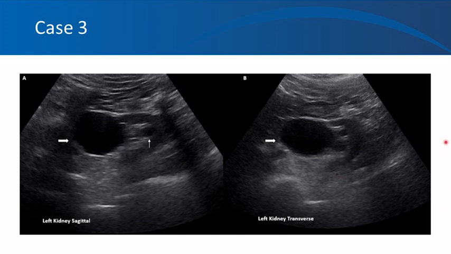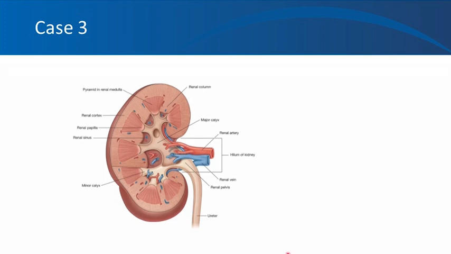It is extrarenal pelvis. So what is extrarenal pelvis? You know the normal pelvis of the kidney is here, a funnel-shaped structure, and it's surrounded by sinus fat on this side and renal parenchyma here. That way it doesn't bulge when it has urine in it.